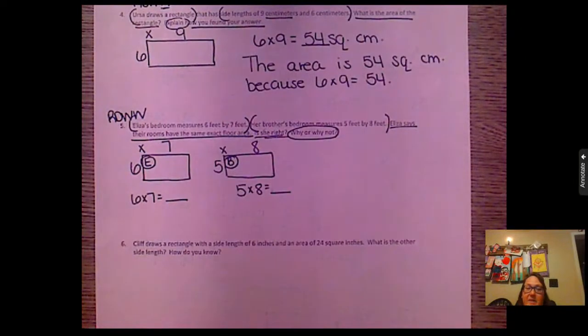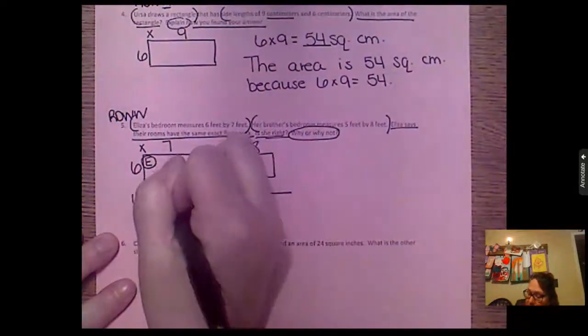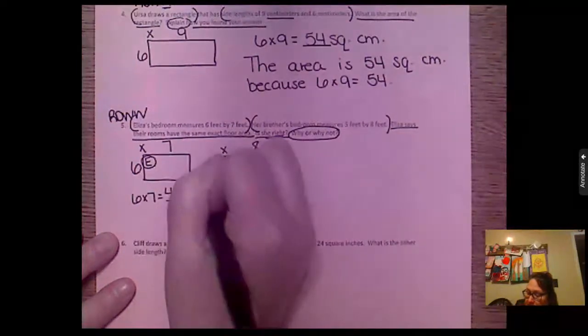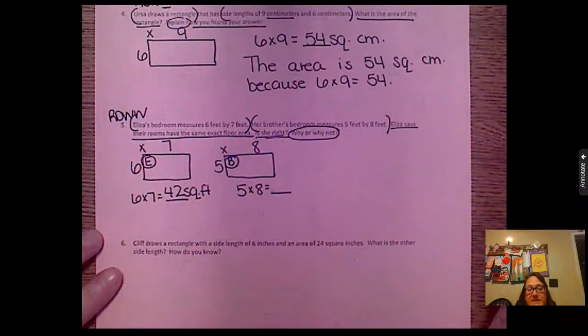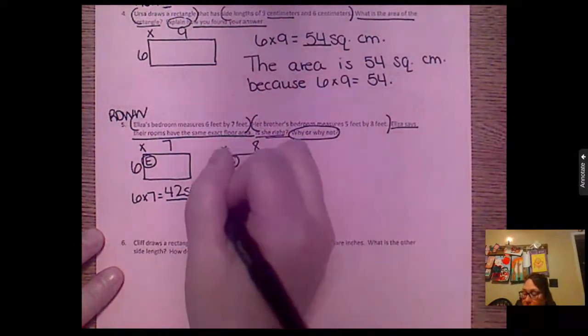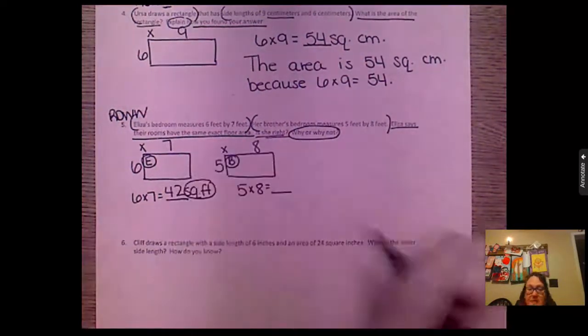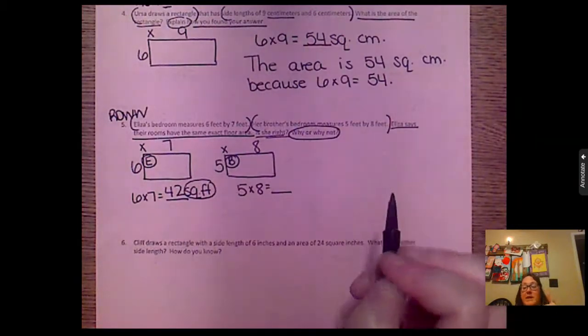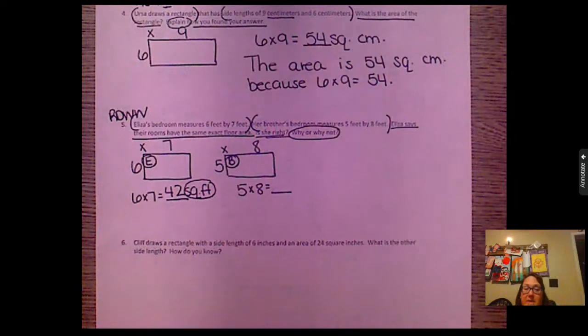Okay, coming back together. Eliza's bedroom, we said the side lengths were 6 feet by 7 feet. What did you find for the area of her bedroom? Did you find 42 square feet? Good, because 6 times 7 is 42. Don't forget that label. Give me a thumbs up if you put that label on your paper. Good, and if you forgot your label, go ahead and put it now, because with area, that's very important, right?